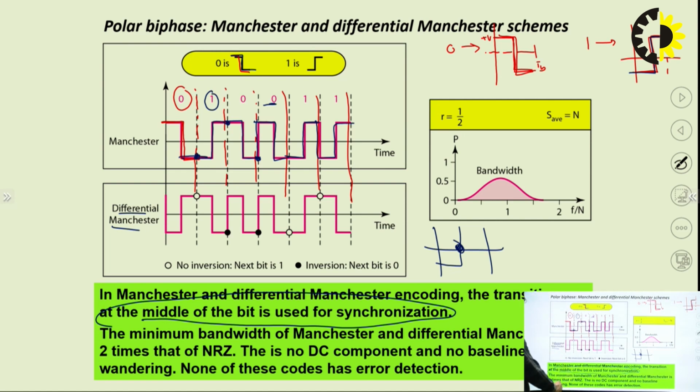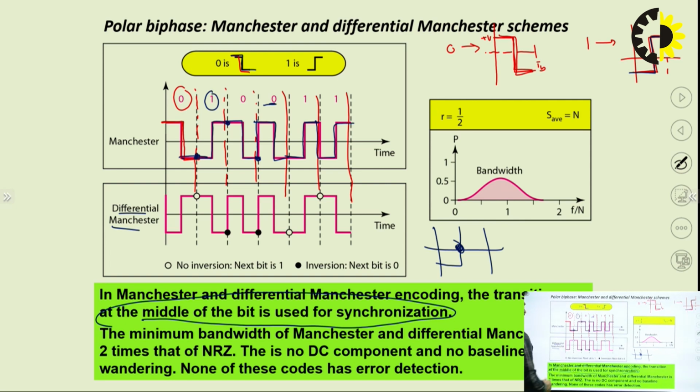The minimum bandwidth of Manchester and differential Manchester is 2 times that of NRZ. There is no DC component and no baseline wandering. None of these codes has error detection.